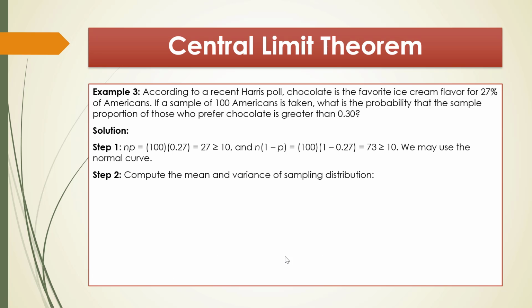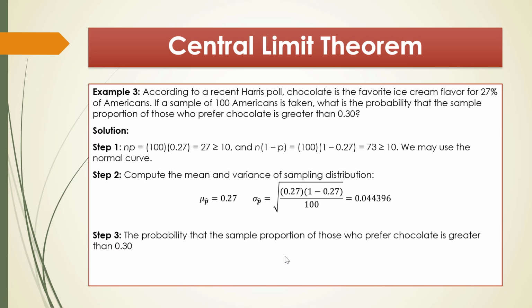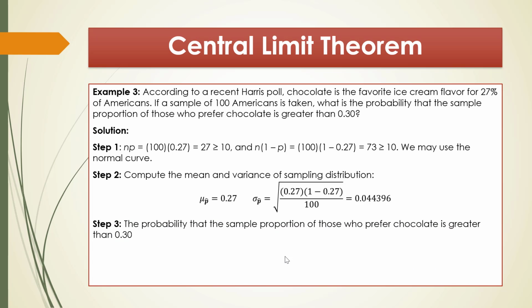Step 2. Now we see that the central limit theorem is applicable, so we need to compute the mean and the standard deviation of the sampling distribution. The mean is exactly the population proportion, 0.27, and the standard deviation is square root of 0.27 times 1 subtract 0.27 over 100, which is 0.044396.